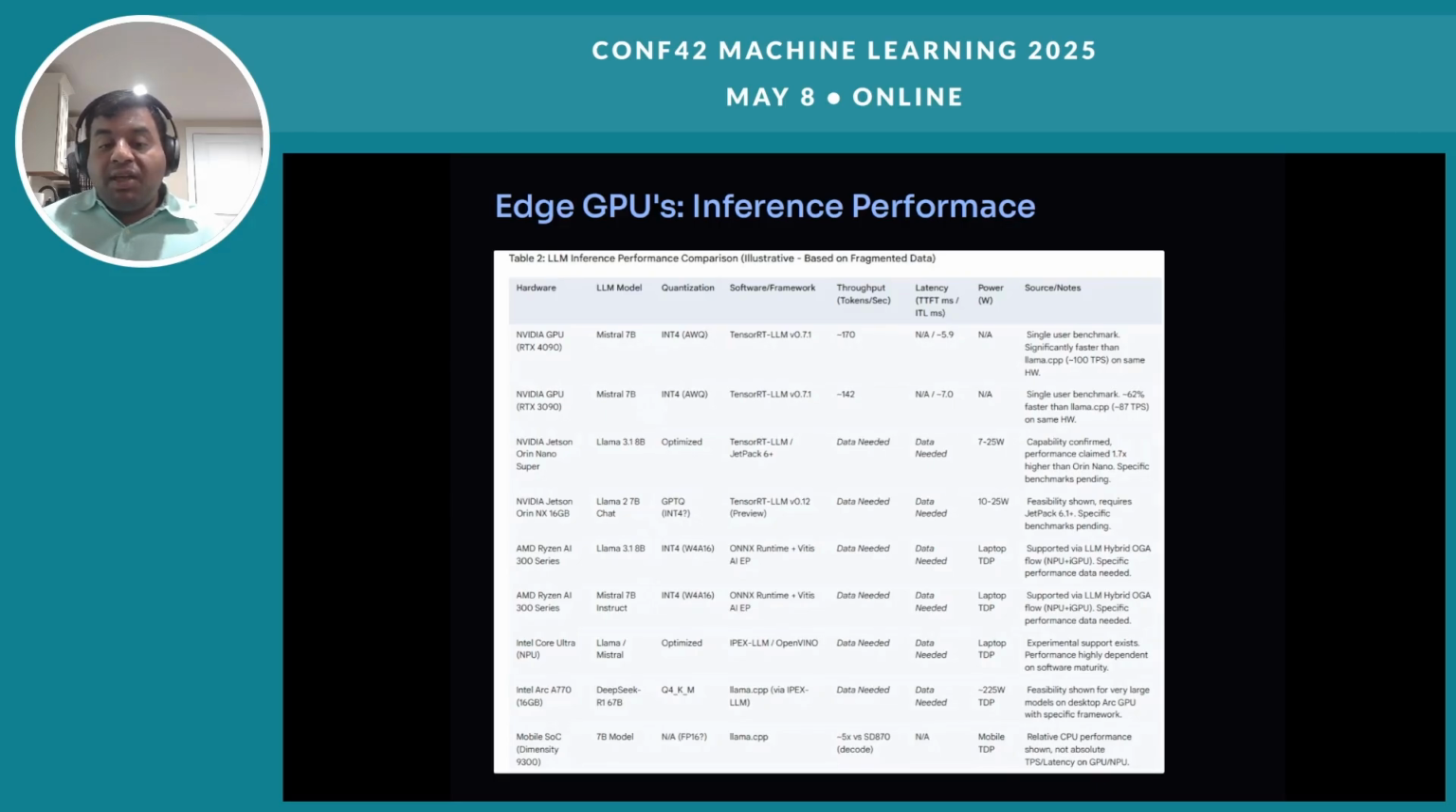For edge-specific hardware like NVIDIA Jetson Orin series, AMD Ryzen AI, and Intel Core Ultra, running models like Llama or Mistral 7B, often using quantization like INT4, is becoming feasible, especially with dedicated frameworks like TensorRT-LLM, ONNX Runtime with Vitis AI, IPEX-LLM, OpenVINO. However, specific standardized benchmarking numbers for throughput and latency on these edge platforms are still emerging and depend heavily on software maturity and optimization levels. That's why we see missing data in specific rows and columns.